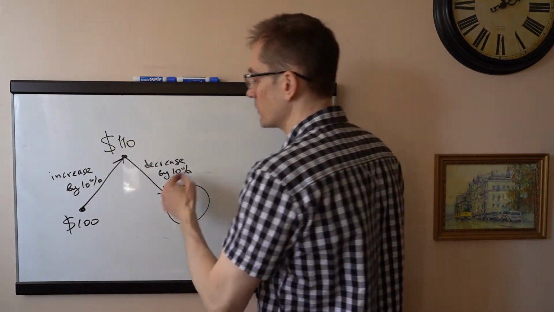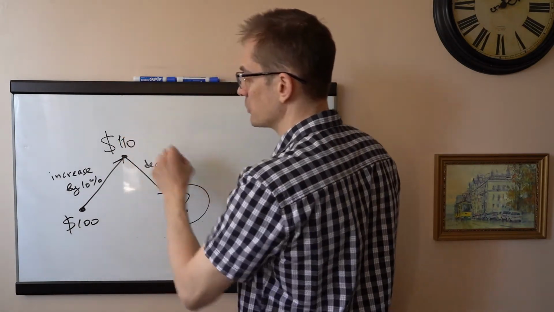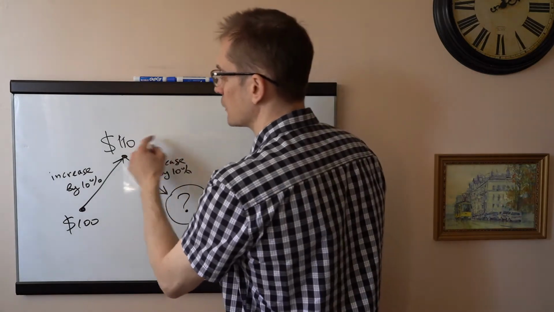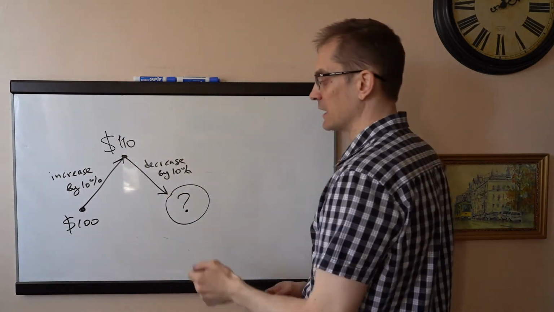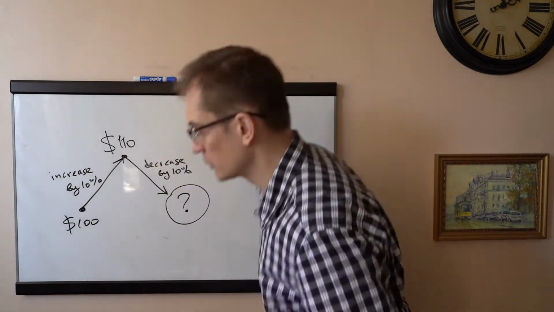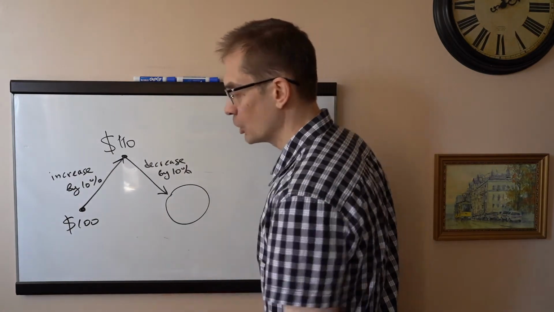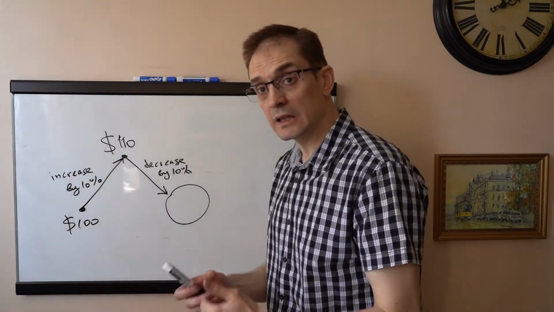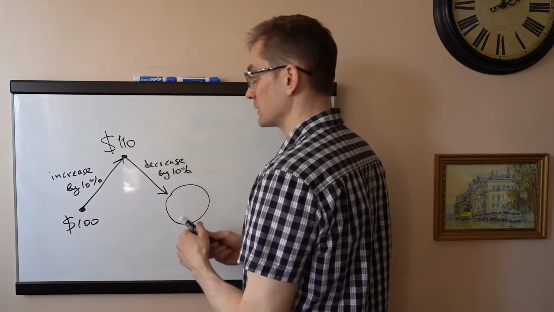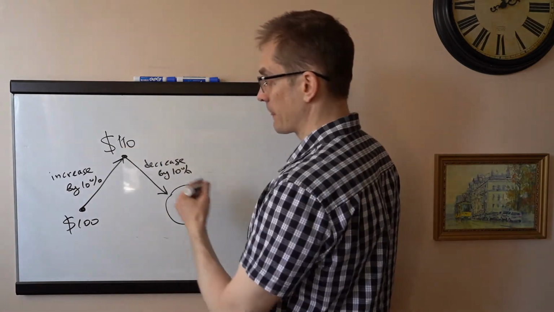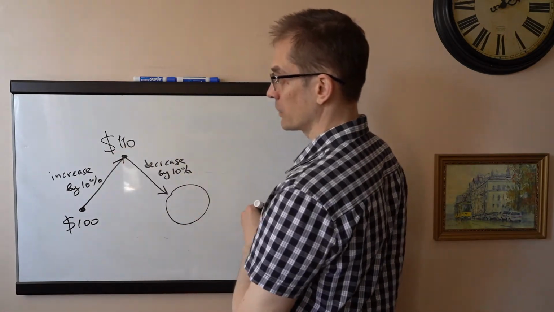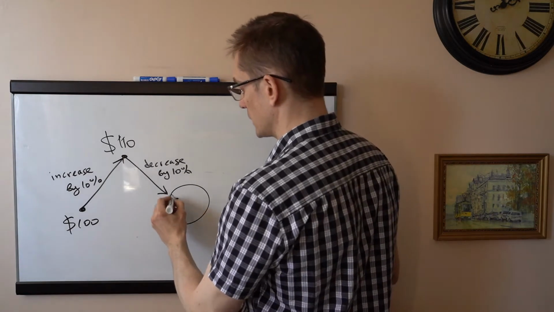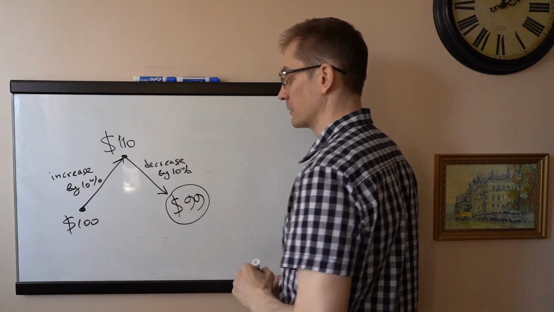But then when you decrease by 10%, what you're doing is you're taking 10% from 110, and that means you're taking $11, right? Because 10% of 110 is 11, and if you take $11 off from $110, you will end up with 99, right?